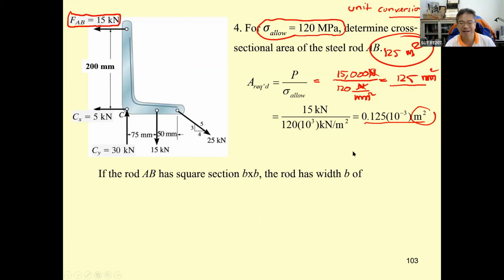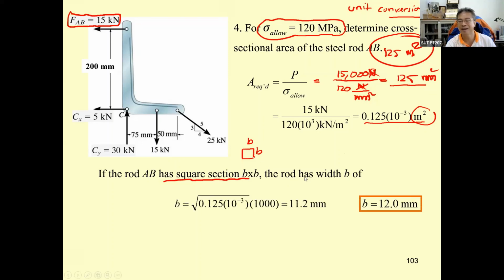Now, again, if the cross-section is a square, that means it's going to be B and B like this. You may determine B to be, what is it going to be? It's going to be B square, 125 millimeter square. So B is just the square root of 125. That's going to be 11.2 millimeter. Or you may compute it another way, but I don't like to. I like this one. Just follow the textbook.